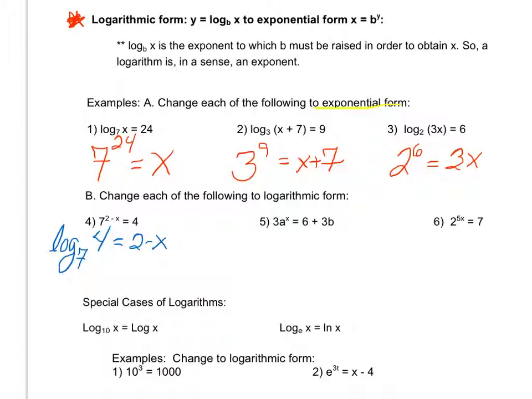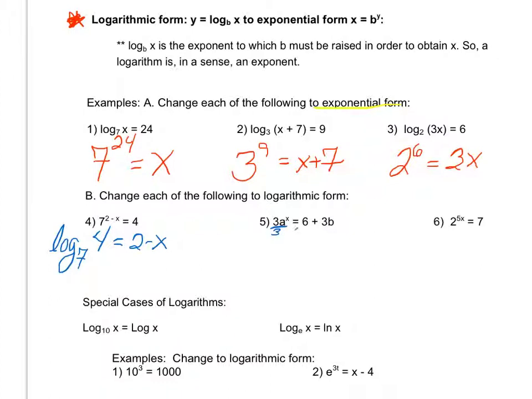Doing the same thing in example 5. Example 5 is going to require an extra step because I really want to get my base by itself. My definition only involves things that I'm taking, that only involves my base, my exponent, and what that is equal to. So I don't want to have that coefficient out front.